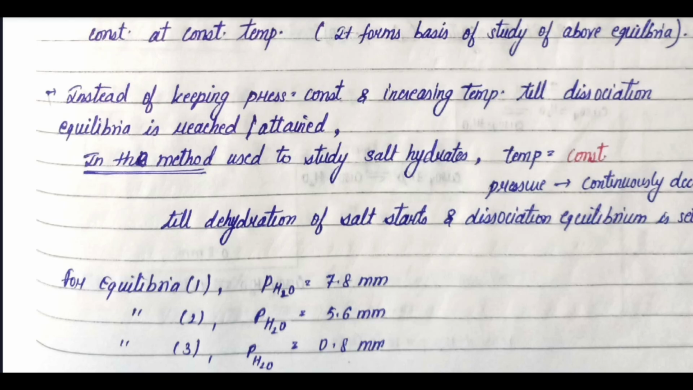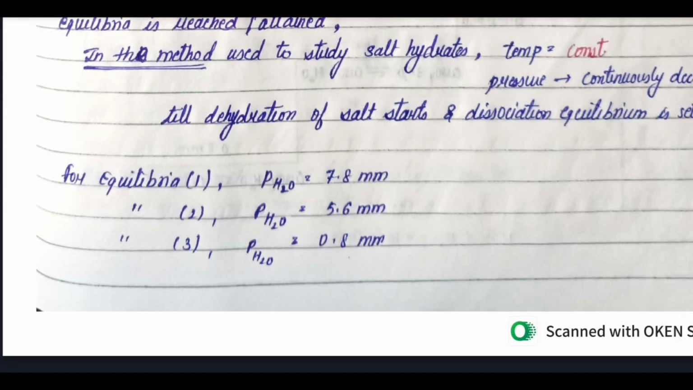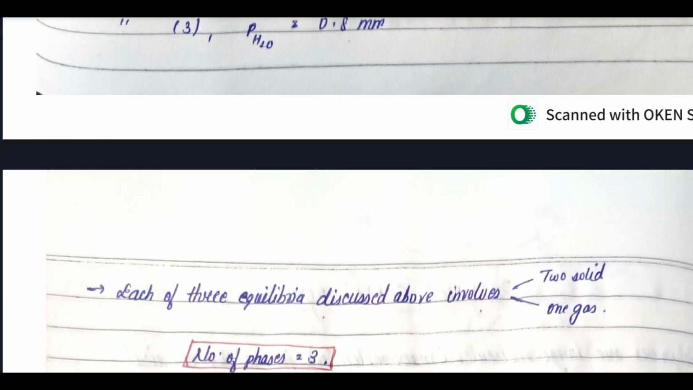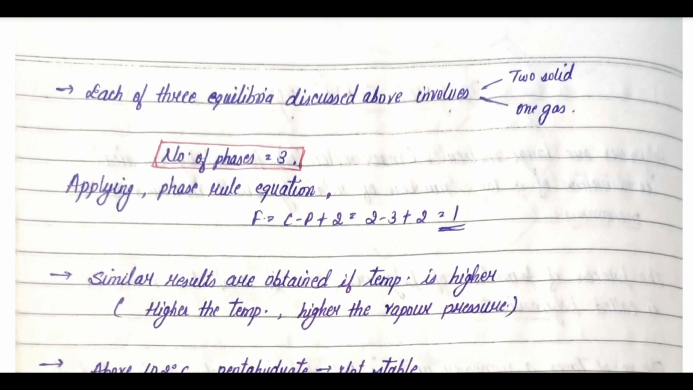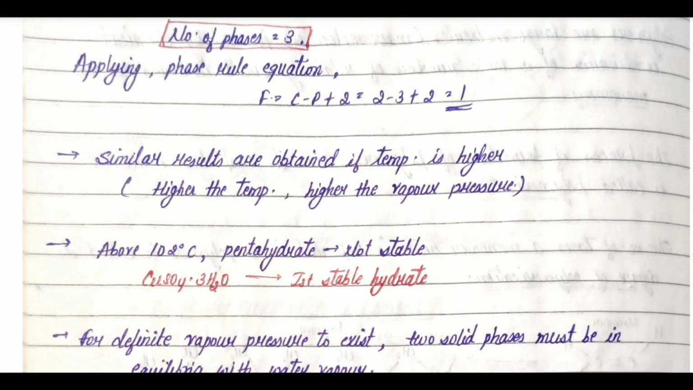till dehydration of salt starts and dissociation equilibrium is set up. For equilibrium 1, P water equal to 7.8 mm, for equilibrium 2, P water equal to 5.6 mm, and for equilibrium 3, P water is equal to 0.8 mm. Each of three equilibria discussed above involves two solids, one gas, so number of phases equal to 3. Applying phase rule equation F is equal to 1.